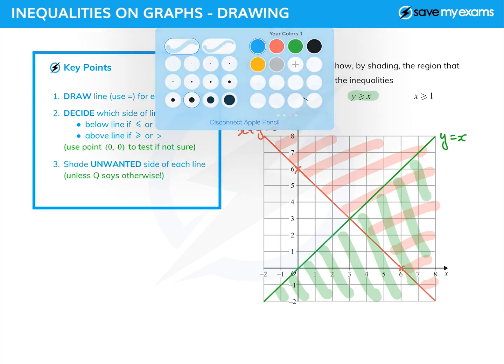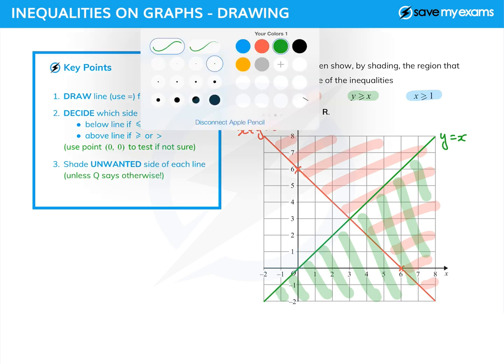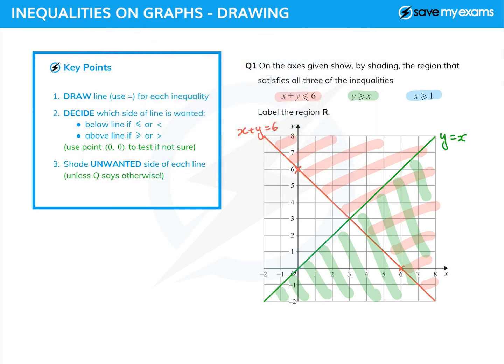And finally, let's do it in blue. Let's look at x is greater than 1. This is actually the easiest of the three. x equals 1 is a vertical line through 1. So something like that. There it is. Remember to label it this time. x equals 1. And we want all the points on the right of that because we want x to be greater than 1. So I'm going to shade all the points on the left of it like this because this is my unwanted region.